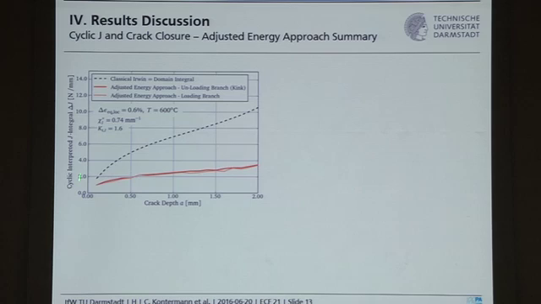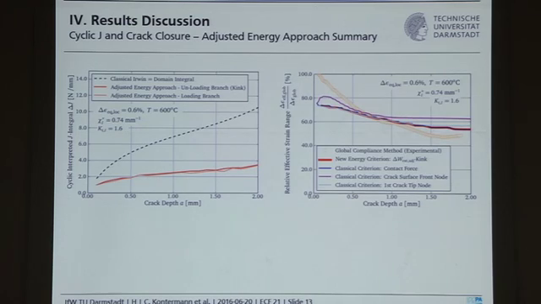So if we look at the J integral for different crack depths for these two approaches, the adjusted energy approach looking at the unloading branch up to the kink, and the adjusted energy approach looking at the loading branch, we see the values are absolutely identical for all crack depths. So same effective values are determined for the loading as well as for the unloading branch.